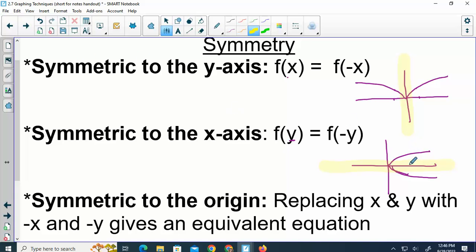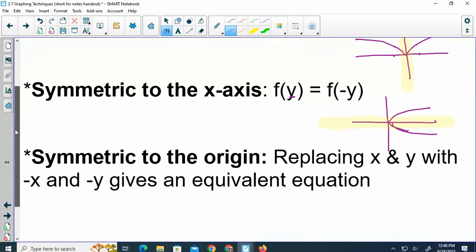Is that one a function? No, fails the vertical line test. All right, symmetric to the origin.